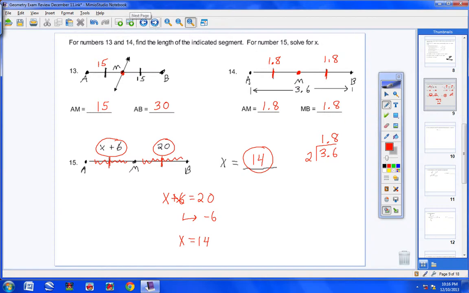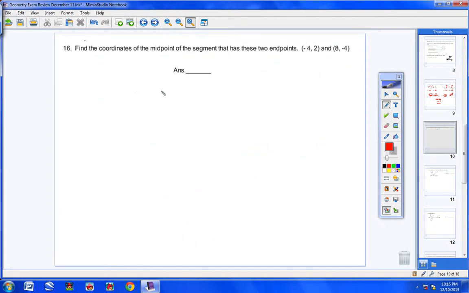Okay, let's continue on. Also on your exam, I could very well give you a problem like this, in which I ask you to find the coordinates of the midpoint between these two points here. Okay, so here's basically what I'm asking you to do, just so you get a picture of it. You do not have to graph this, just watch. You do not have to do this. I just want to show you what you're doing. Here's negative 4, 2. Here's 8, negative 4, right here.